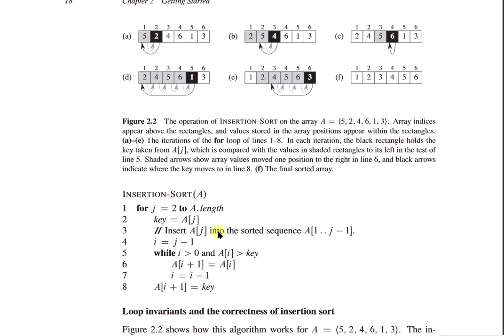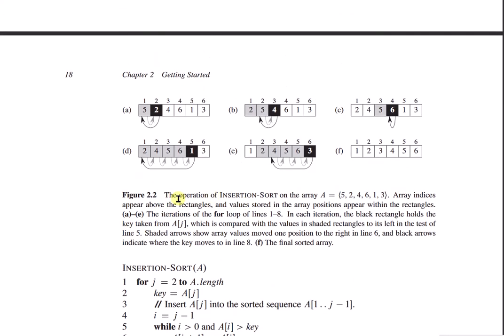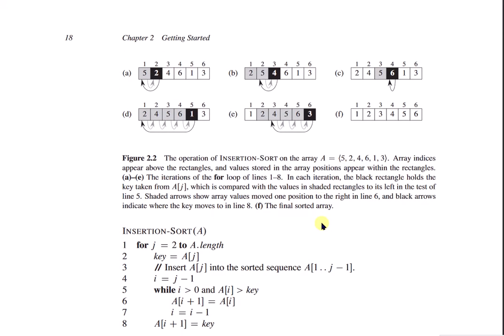Okay, we'll read their solution now. The operation of insertion sort on an array is given. Array indices appear above the rectangles and values stored in array positions appear within the rectangles. The iterations for the for loop of lines 1 to 8 are shown. In each iteration, the black rectangle holds the key taken from A of j, which is compared with the values in the shaded rectangles to its left in the test of line 5. Shaded arrows show array values moved one position to the right in line 6, and the black arrows indicate where the key moves into in line 8.